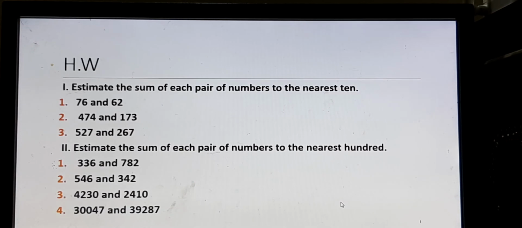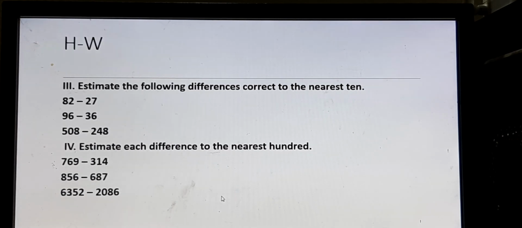Okay. Now, after doing all that, I am giving you a little homework today. It is very easy, isn't it? So you can do estimate the sum to the nearest 10 first. So you round off all these numbers to 10 and then add. Here estimate the sum of each pair to the nearest 100. Round off to the 100 and then add. Then estimate the following differences correct to the nearest 10. So now difference. So you have to subtract. Okay, after rounding off to the 10, you have to subtract. Here estimate each difference to the nearest 100. So you have to round off to 100 and then subtract.